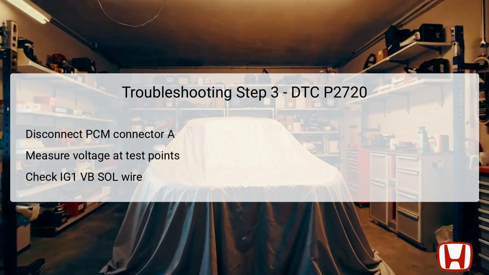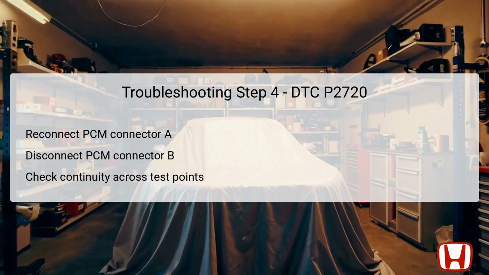If battery voltage is present, it indicates that the IG1VB sol wire is functional, which confirms that the signaling from the PCM to the solenoid is intact. If no battery voltage is detected, it is critical to repair the open in the IG1VB sol wire, which connects the PCM to fuse number C31, as this can directly affect the operation of the solenoid and cause the DTC to trigger.